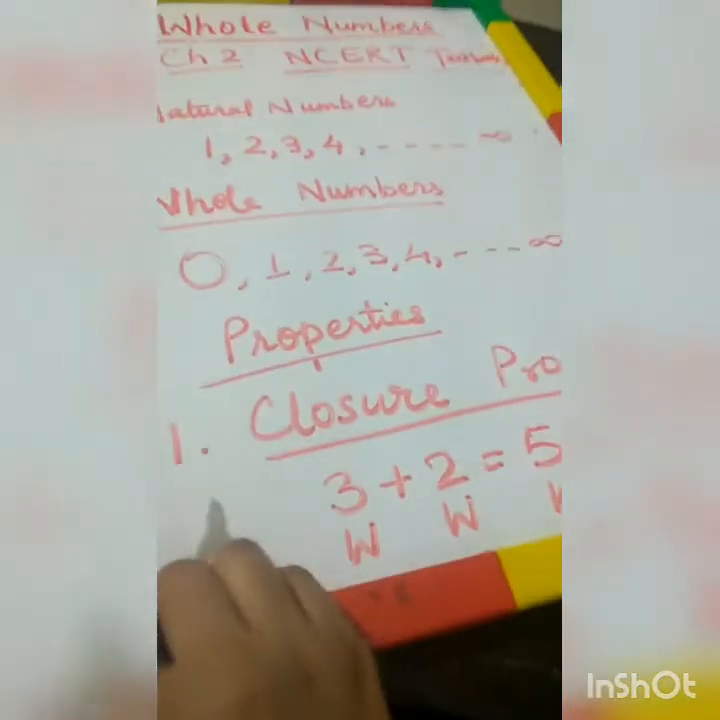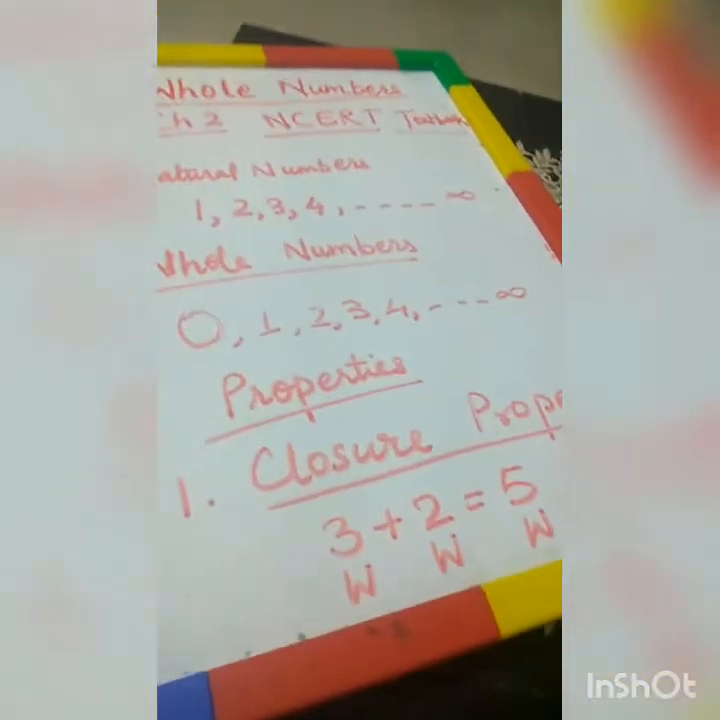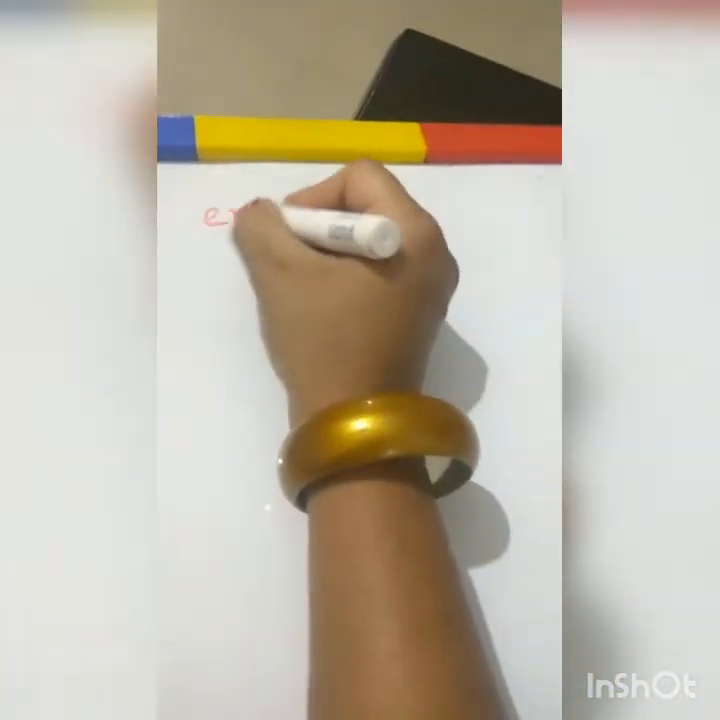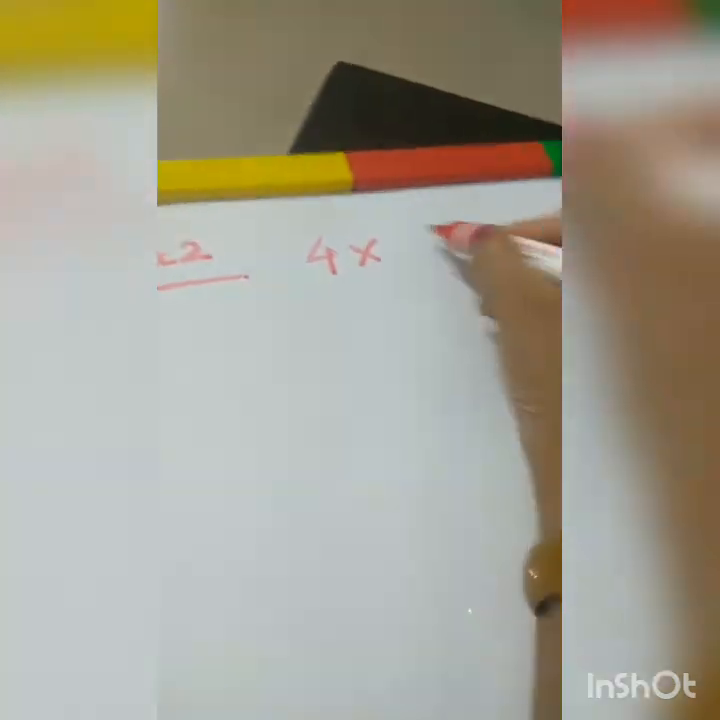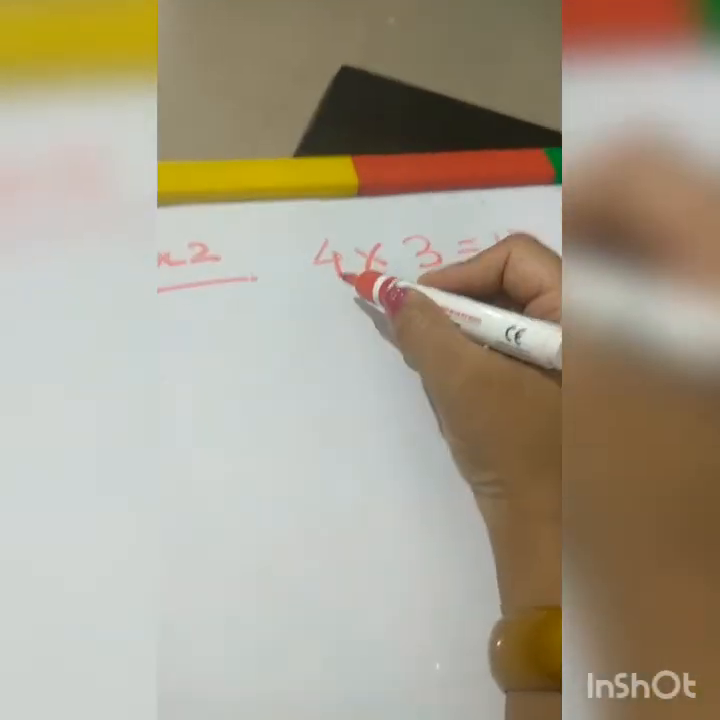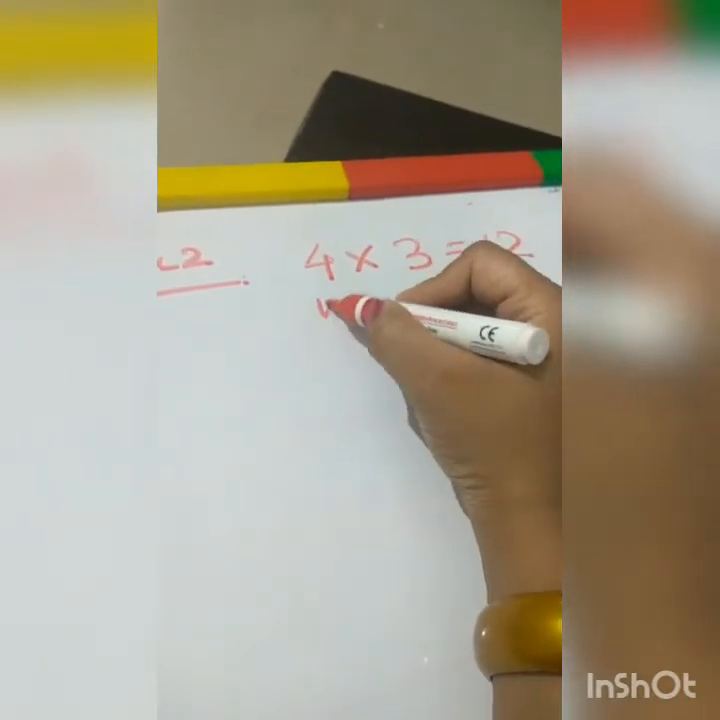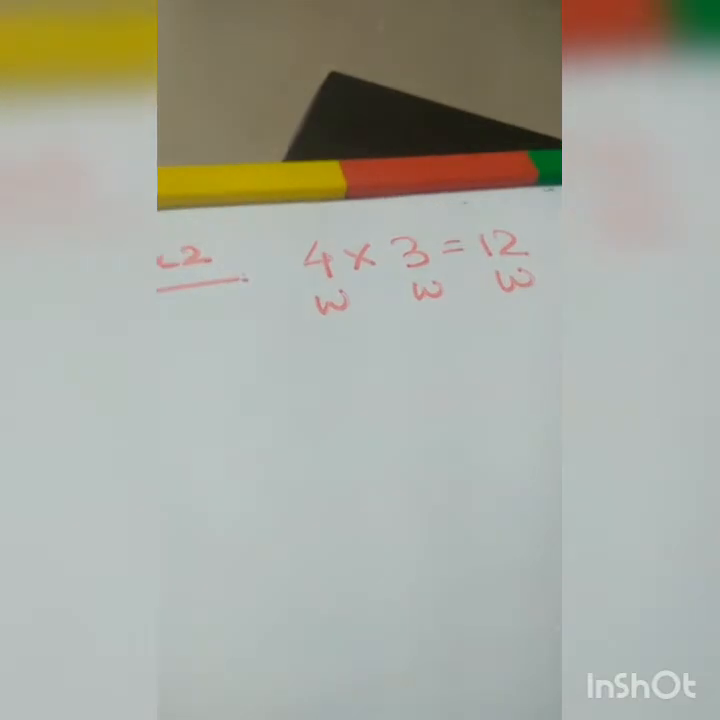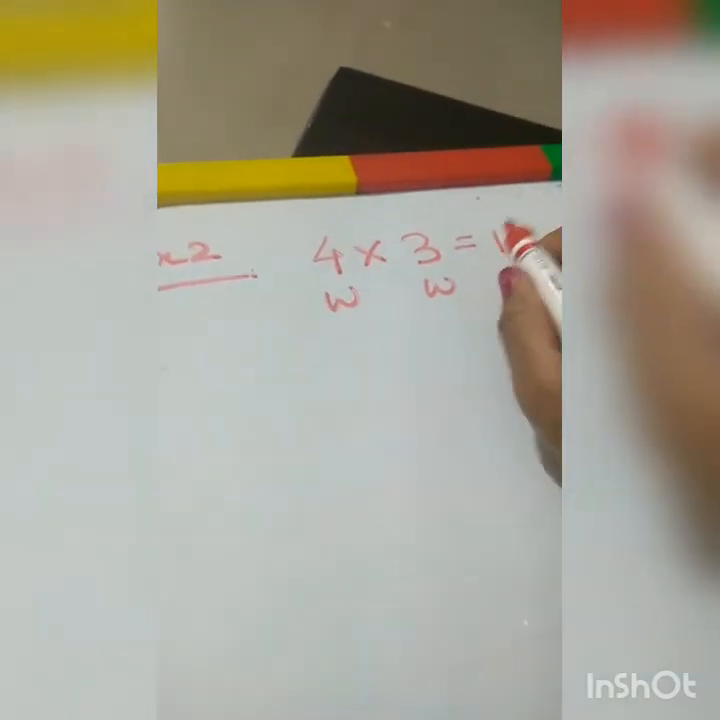Now let us see some more examples. Now when we perform multiplication, we have taken one whole number multiplied with a whole number and we get the answer also as a whole number. So this operation of multiplication is also closed.